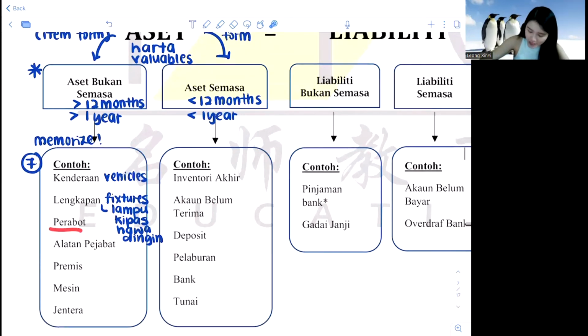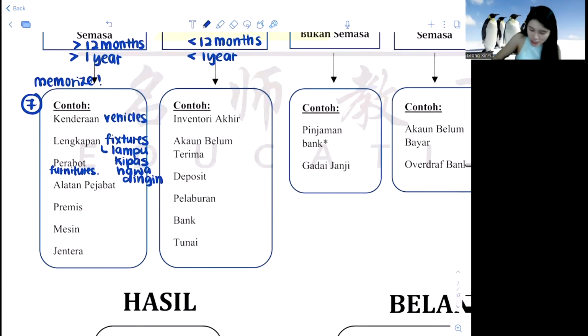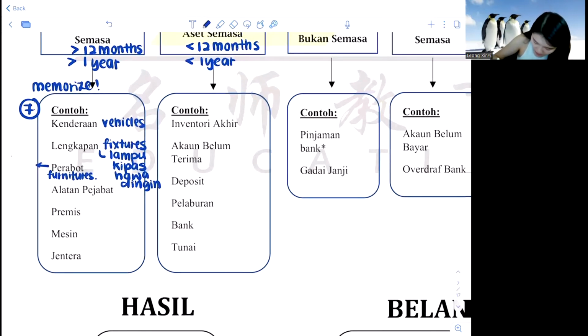Perabot is your furnitures. So the basic ones I don't write, like meja, kerusi, you all know is furnitures, right? But usually they would also come up with other types, which is such as almari, rak. These are perabot as well. Almari ataupun rak. Almari means your cupboard, and rak is those rack you see that people put things on top of it. So it's a piece of wood or something like that. Yeah, so almari or rak, perabot.